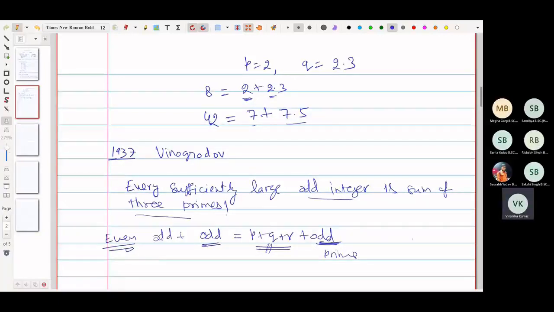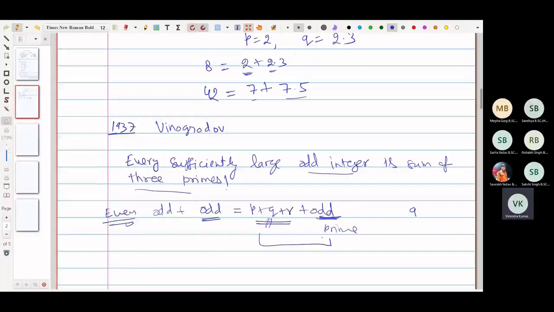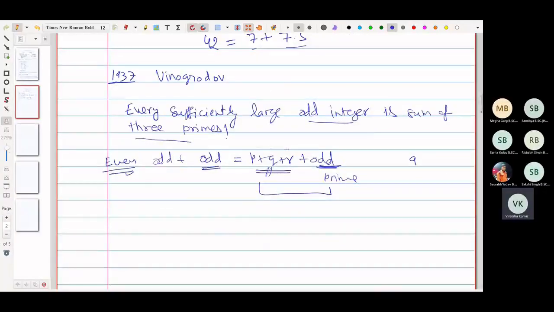For example, 9 is odd, but it is not prime. And 7 is odd, but it is prime. So it may or may not be prime. Every odd integer can be written as the sum of at most 4 primes. Are you getting what I'm trying to say? If it is prime, then it becomes 4 in total: 1, 2, 3, and 4. And if it is not, then it will be 3 primes.